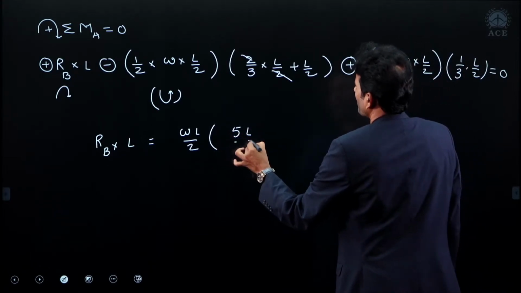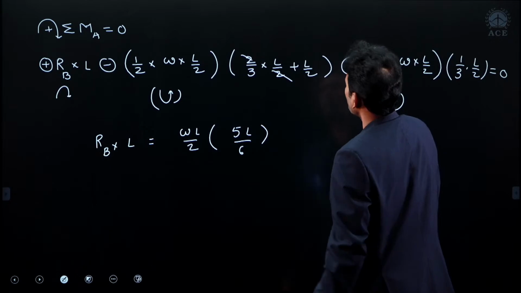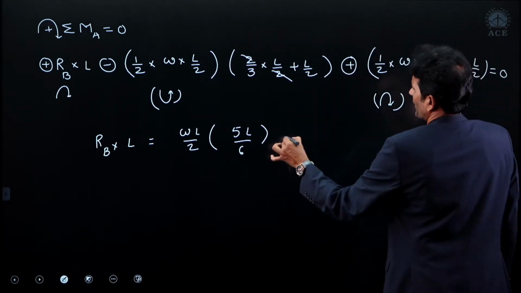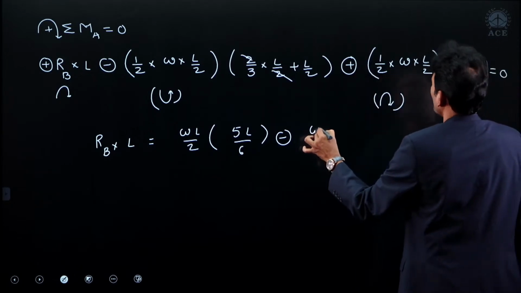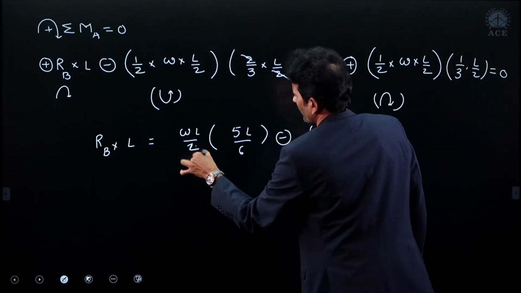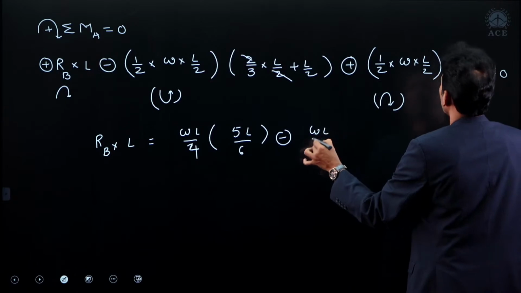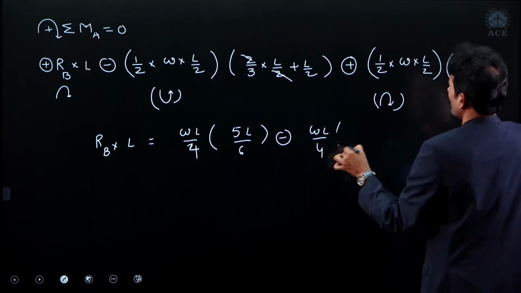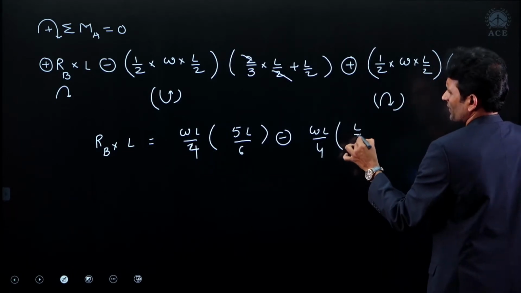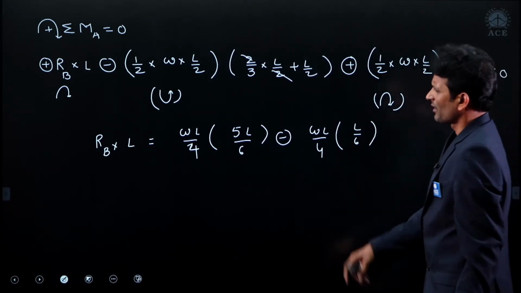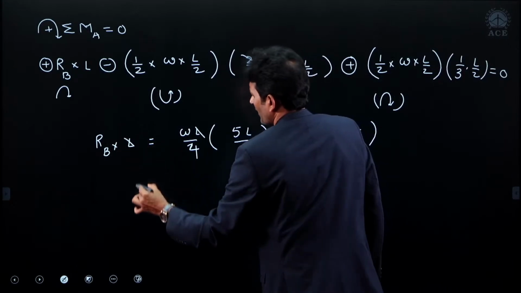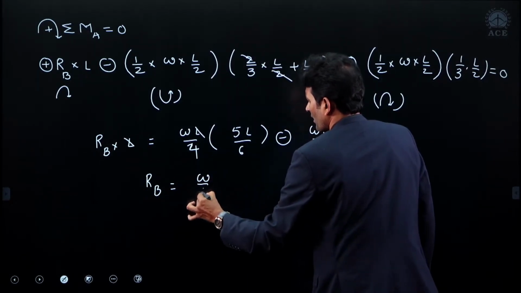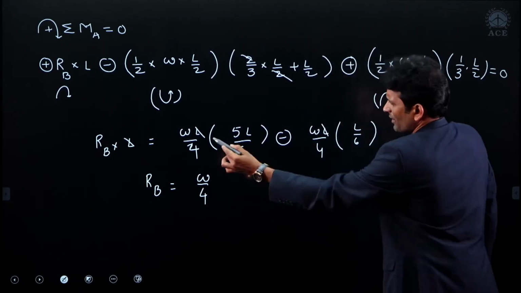5L divided by 6, I think it is. You verify it. Minus omega L, this is 4. Omega L divided by 4. Then it is L divided by 6. L divided by 6. Is it right or not? L is getting cancelled. RB equal to omega divided by 4. You can take it as common.